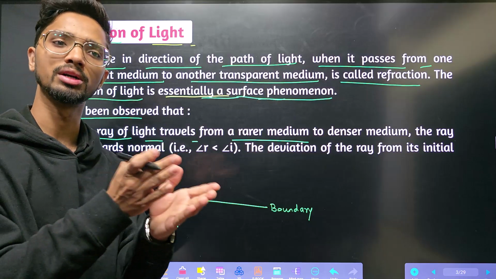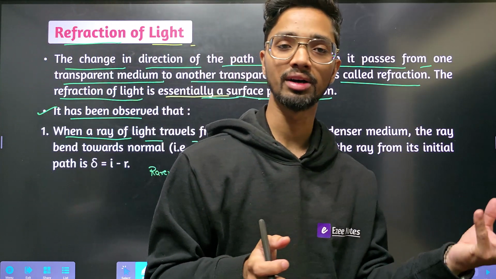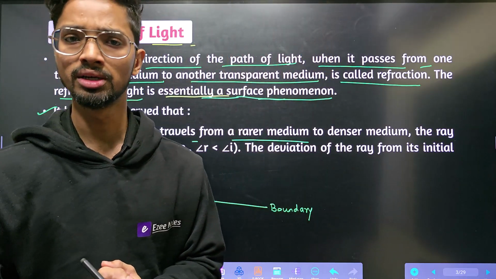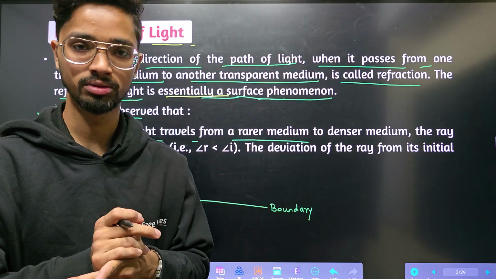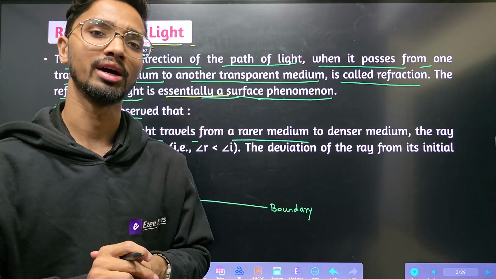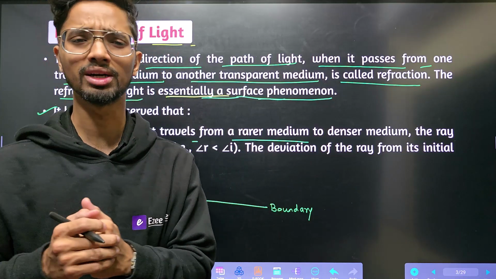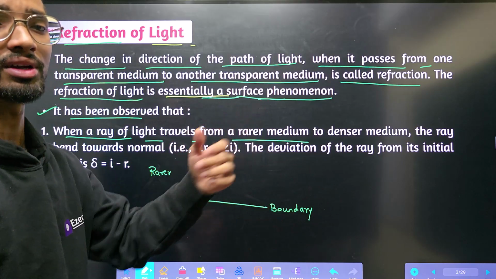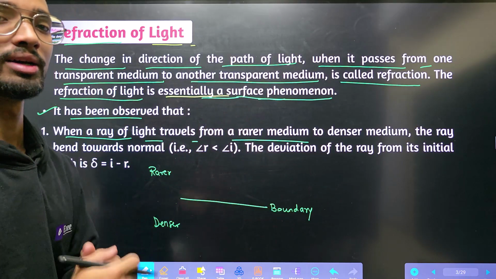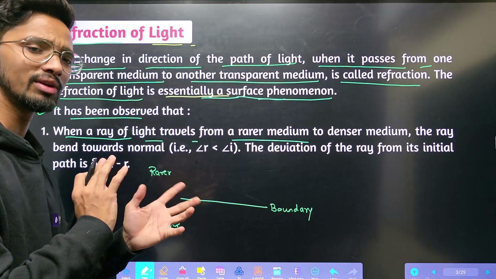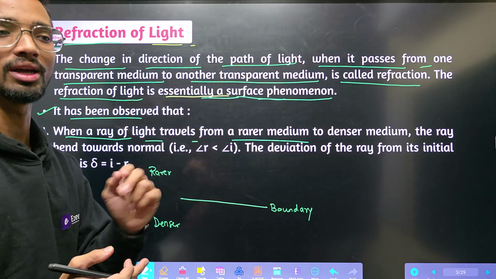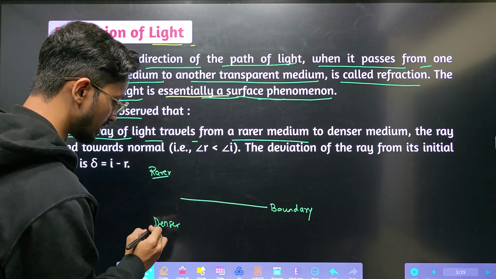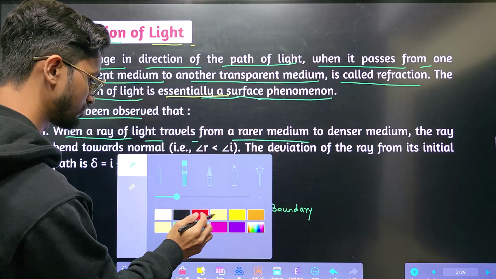Like if we compare glass and air, glass will have higher optical density and air will have lower optical density. If we compare glass and water, glass will have higher optical density but water will have lower optical density. If we compare glass and diamond, diamond has higher optical density while glass has lower optical density. Any one can be rarer or denser by comparing any two of the mediums. So let us consider the upper one is rarer, the lower one is denser.